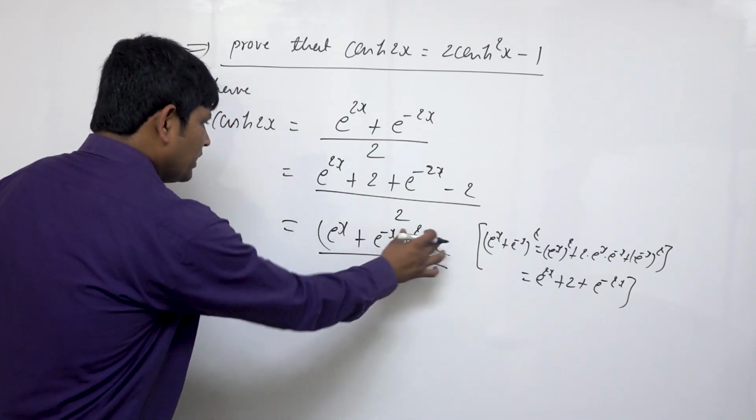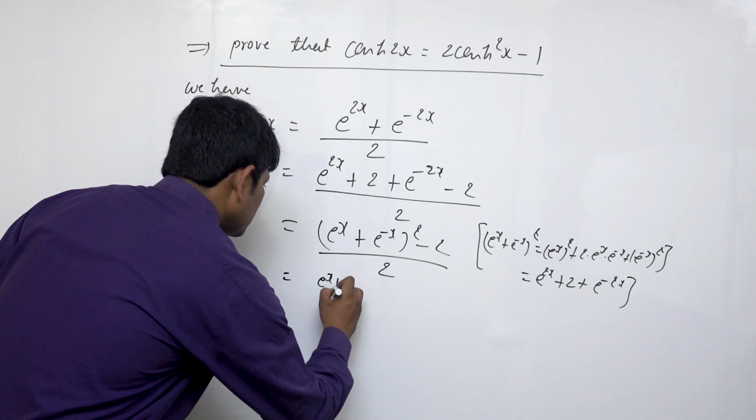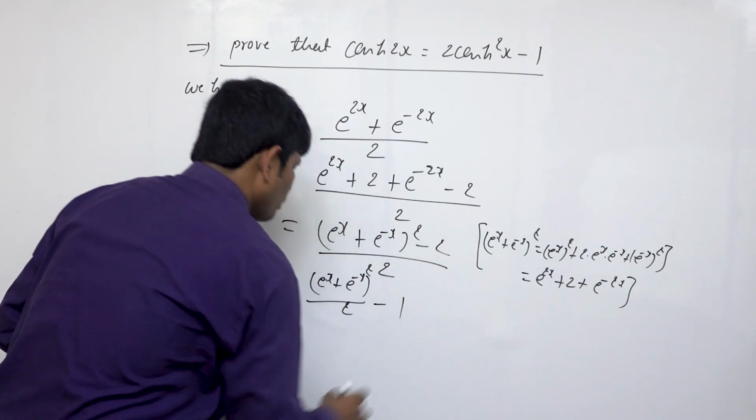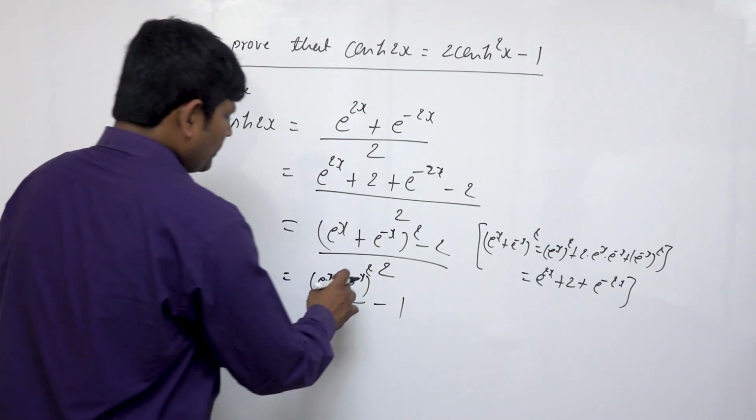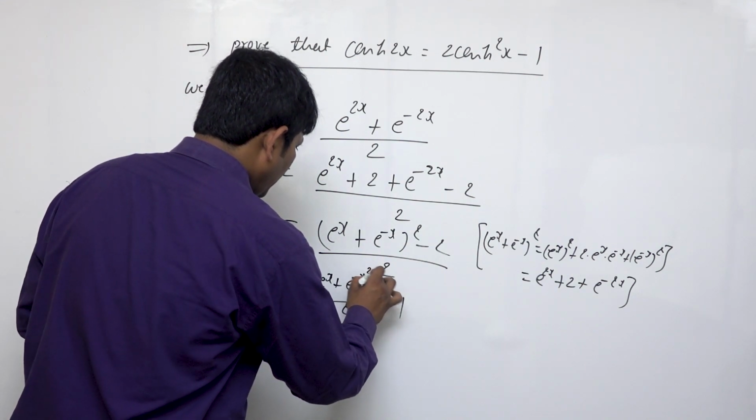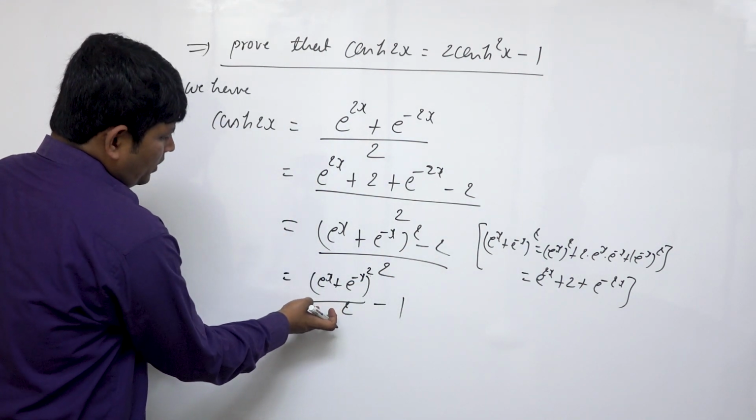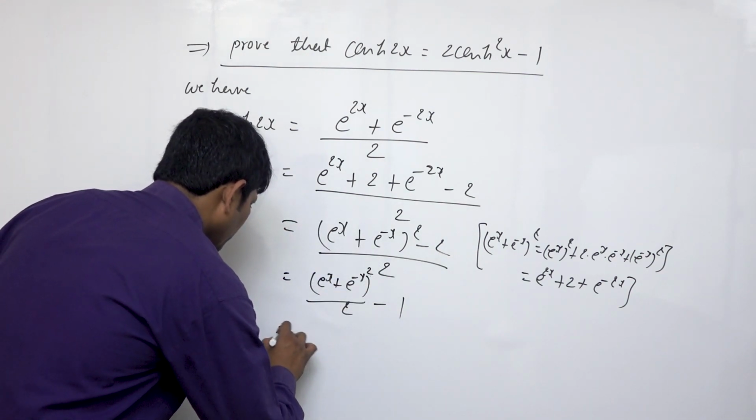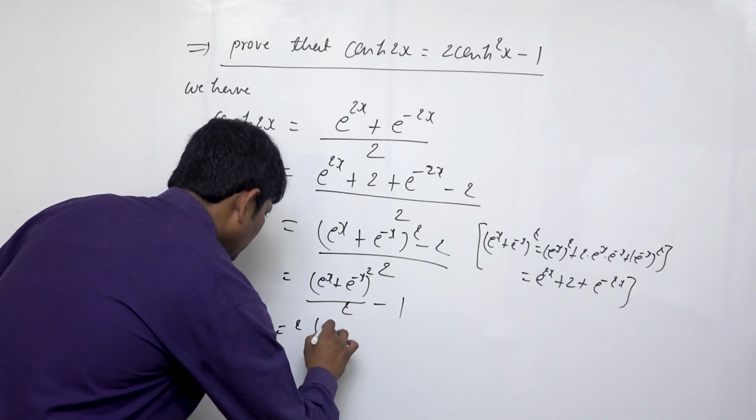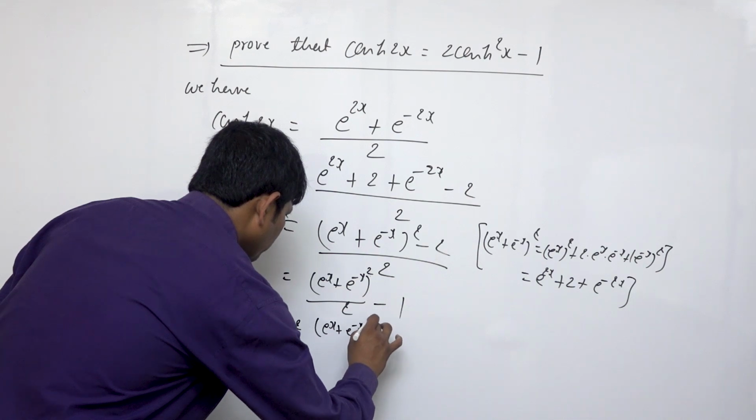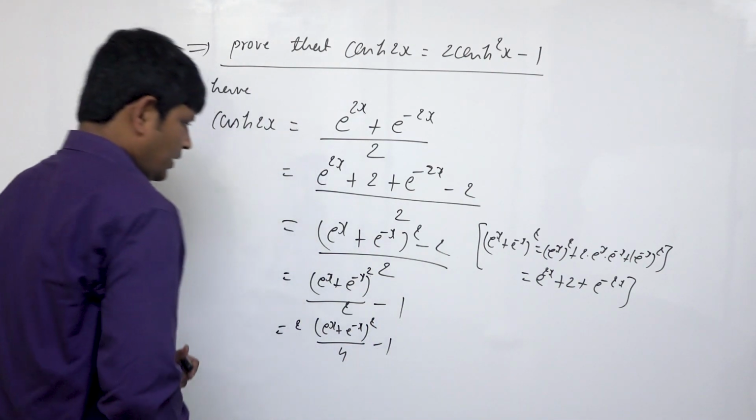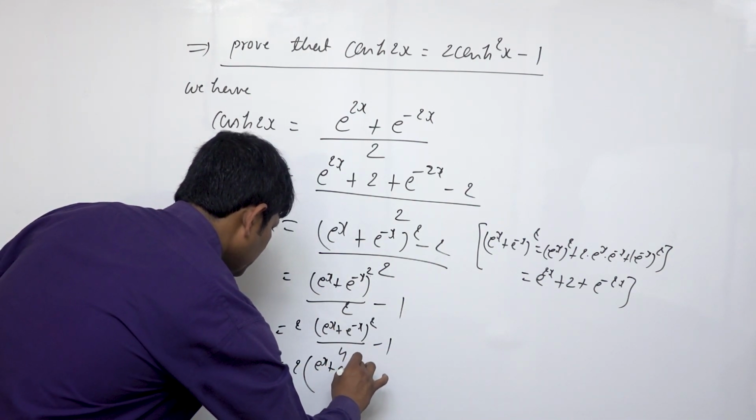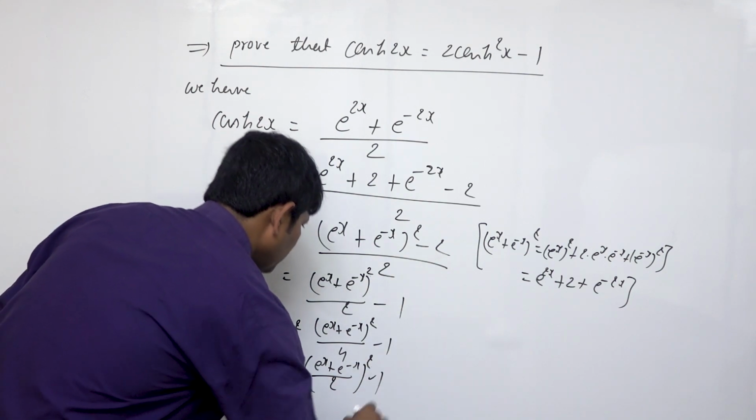Now separate the denominator. So e to the power x plus e to the power minus x whole square over 2, minus 2 over 2 becomes 1. If I want to keep this 2 within the square, under the square, then what to do here? I have to multiply by 2 here, so e to the x plus e to the minus x whole square over 4, minus 1. Then I can write e to the x plus e to the power minus x over 2 whole square minus 1, times 2.